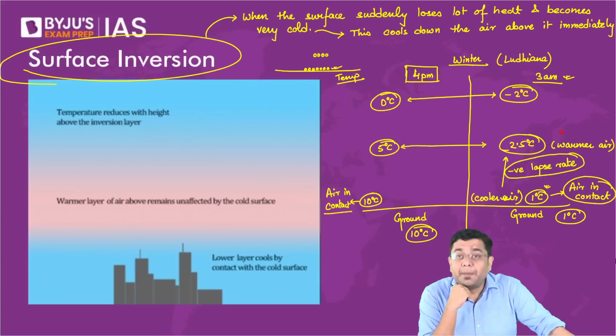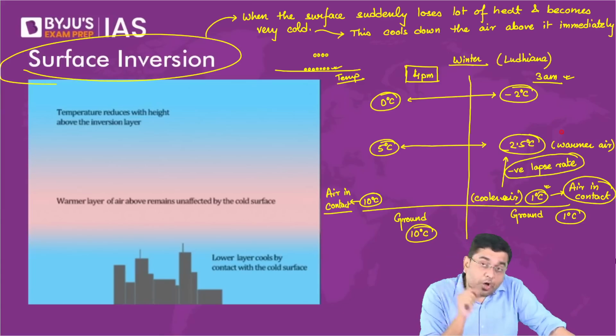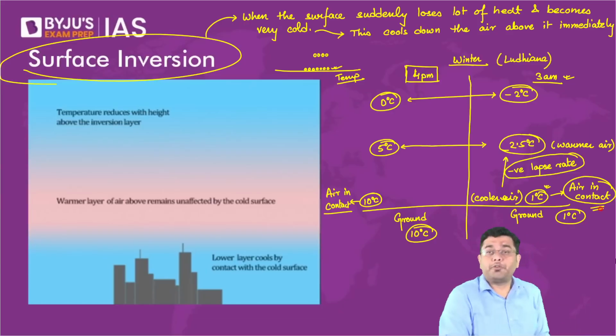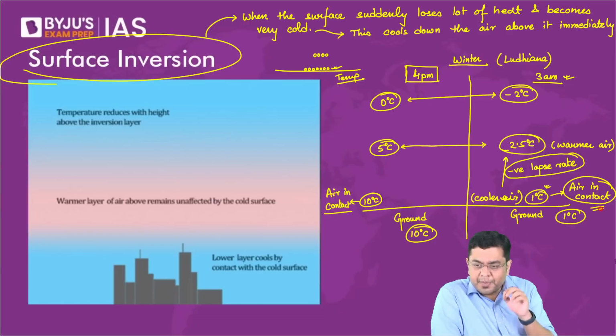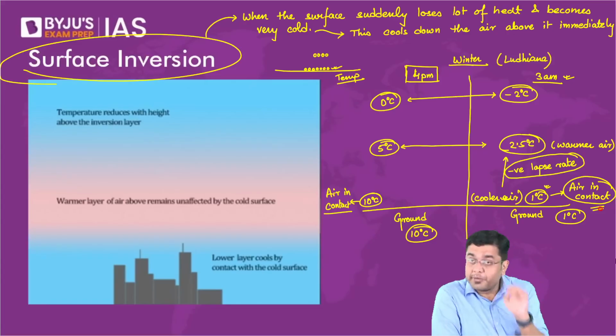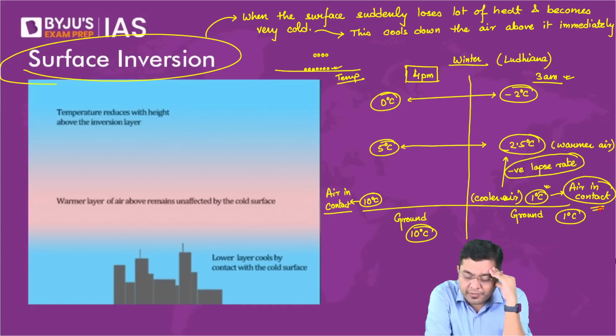Now, why has that negative lapse rate been attained? It is purely because the ground has lost heat at a very quick pace. If the ground would not have cooled down so significantly, the air in contact with the ground would also not have cooled so significantly. So this temperature inversion which is attained is what is referred to as a surface inversion, because it has been attained purely because of the sudden cooling of the ground surface.